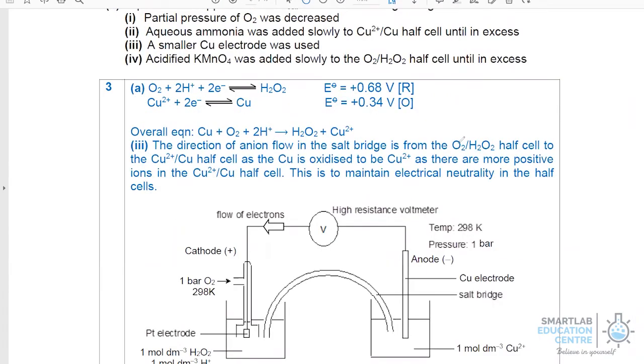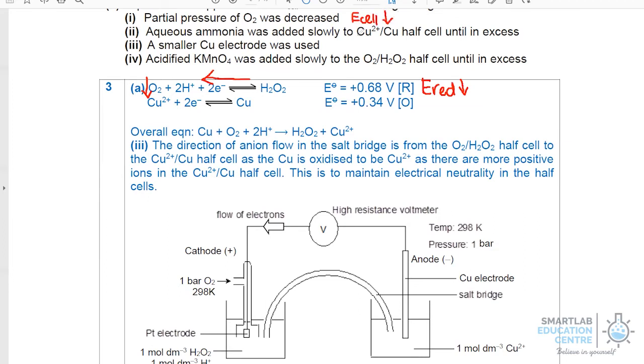Let's now take a look at what will happen to the E cell value if the partial pressure of oxygen decreases. If the partial pressure of oxygen decreases, then the position of equilibrium of these half equations will shift backward, which means we expect the E reduction value to decrease. Because it decreased, the E cell becomes less positive. So we expect the E cell to drop.